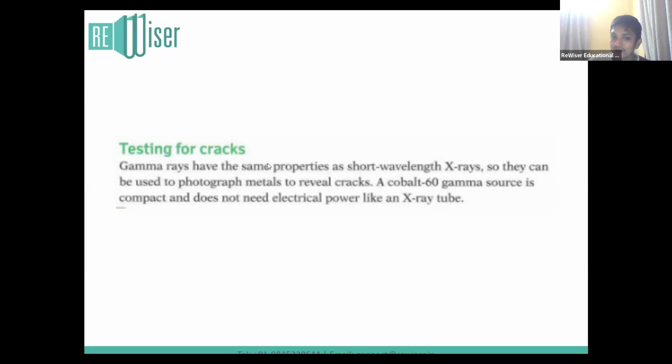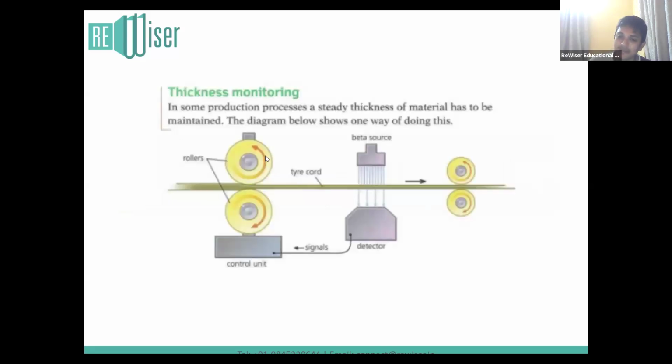You can not only test for cracks, you can even predict the size of the crack and its dimensions as well. You can even use radioactive radiations for thickness monitoring. As we all know, the penetrative power of different gamma, alpha, and beta radiations is different. So by using a simple beta source, which is calibrated at a certain thickness, you can measure and monitor the thickness of a material.